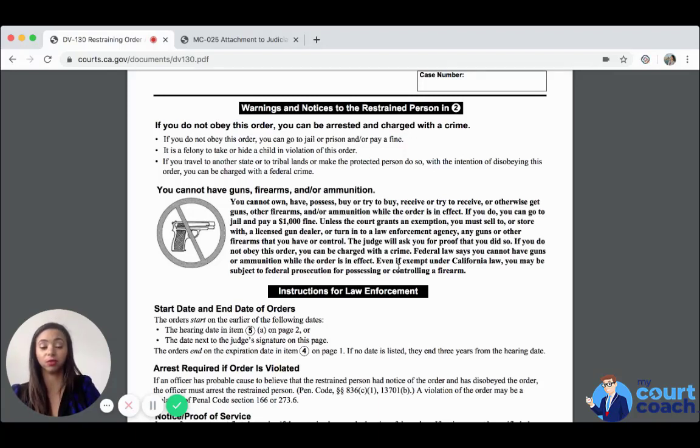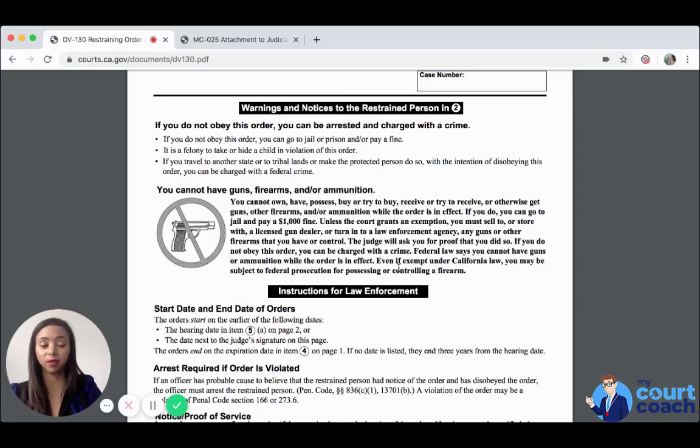If you do, you can go to jail and pay a $1,000 fine. Unless the court grants an exemption, you must sell, store with a licensed gun dealer, or turn into a law enforcement agency any guns or other firearms that you have or control. The judge will ask you for proof that you did so. If you did not obey this court order, you can be charged with a crime. So federal law says you cannot have guns or ammunition while the order is in effect.